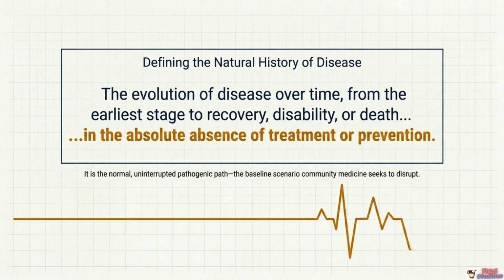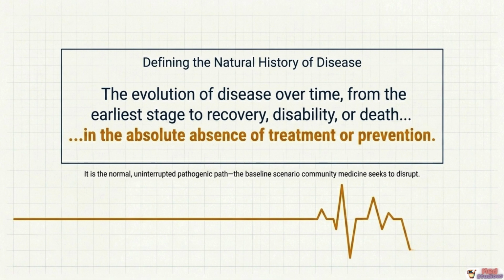Having established the triad that causes disease, we now confront the most important conceptual baseline in all of preventative medicine: the natural history of disease. The natural history of disease is defined as the evolution of a disease process over time, from the very earliest interaction between agent, host, and environment, through all subsequent stages of biological progression to the final outcome of either recovery, disability, or death, in the absolute absence of any treatment or prevention. That final clause is critical and must be memorized precisely.